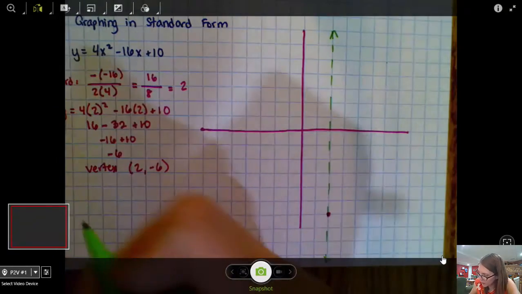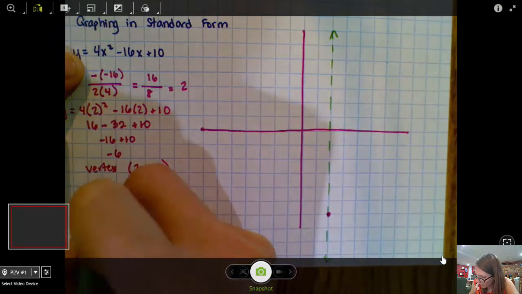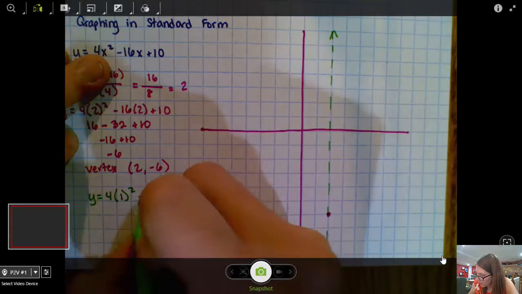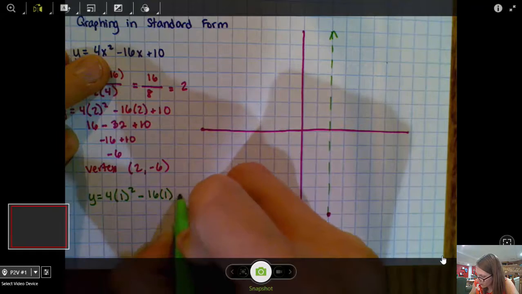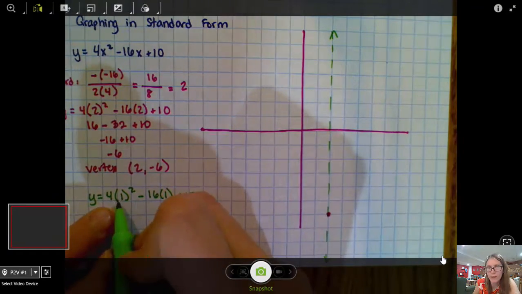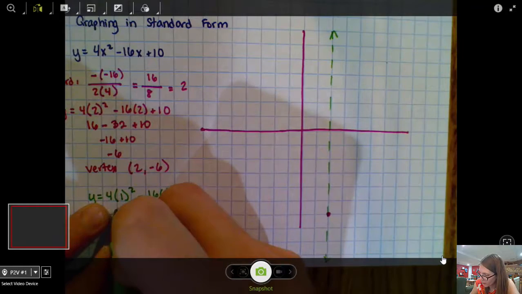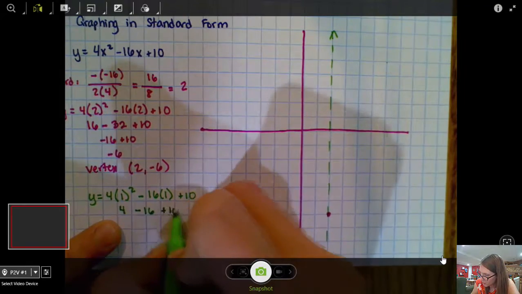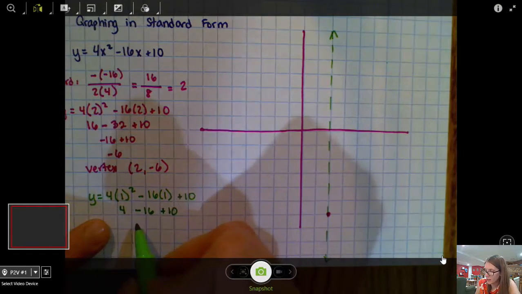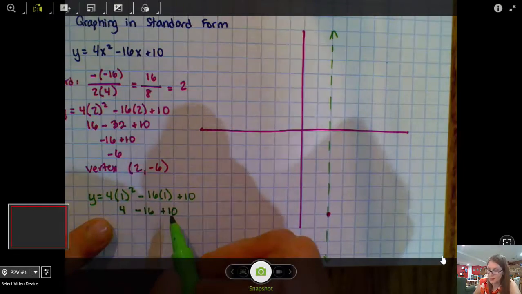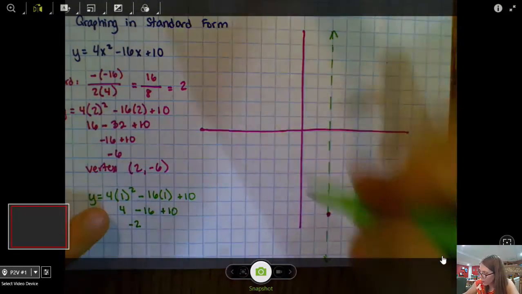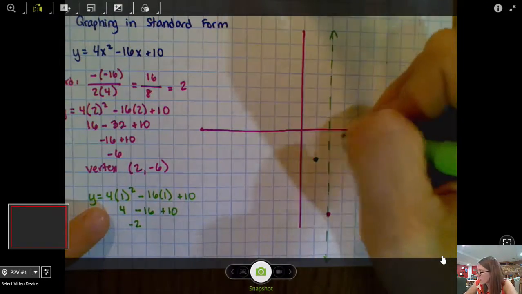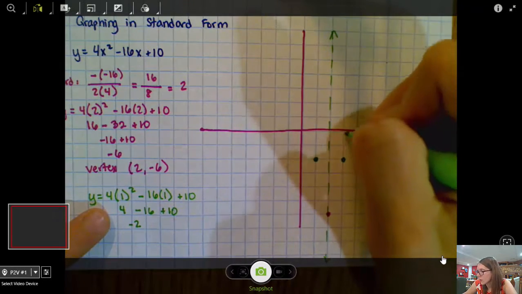If I plug 1 into my equation, I'd have y equals 4 times 1 squared minus 16 times 1 plus 10. 1 squared is 1 times 4 is 4 minus 16 plus 10. 4 minus 16 is negative 12 plus 10 is negative 2. (1, negative 2) is on our parabola. And if (1, negative 2) is, same on the other side of our axis of symmetry, (3, negative 2).